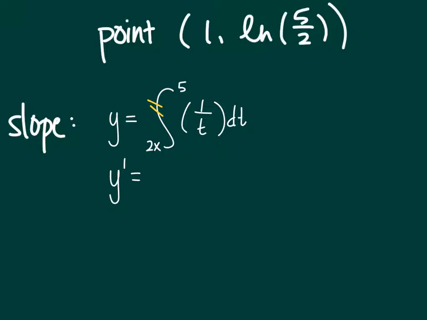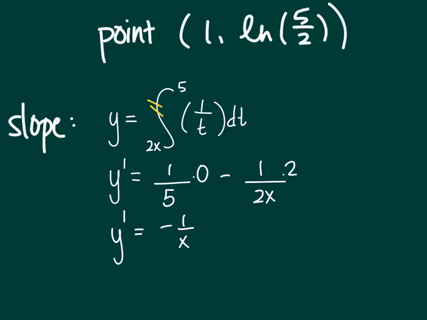What I'm keeping is the 1 over, and I'm substituting in what number? 5, and I'm multiplying by the chain rule, 0, which is 0, minus 1 over what value? 2x, and I'm multiplying by the chain rule of 2. So overall, y prime came out to be equal to negative 1 over x. And I'm now plugging the number 1 into that to find my slope. So the slope will be negative 1.